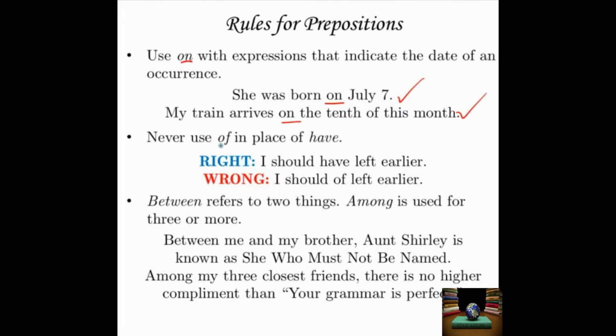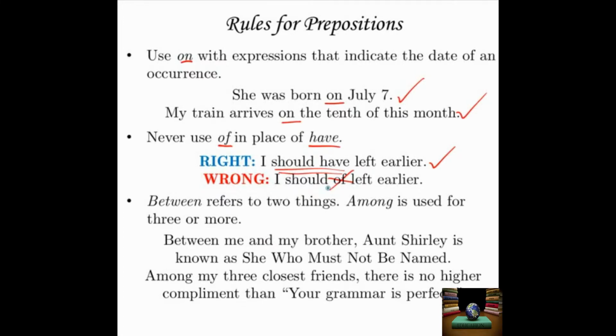Next, never use the preposition of in place of the verb have. It is right to say, I should have left earlier. It is wrong to say, I should of left earlier. You never, ever have to say should of, could of, or would of. If you ever type those words next to each other, you are wrong and you should immediately delete them.